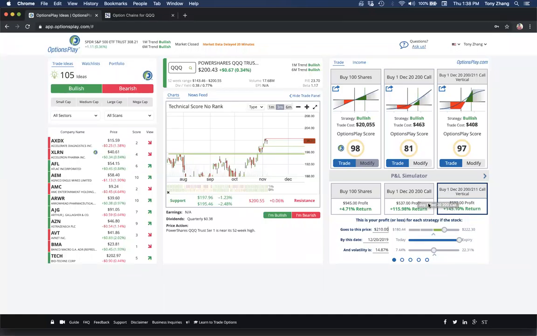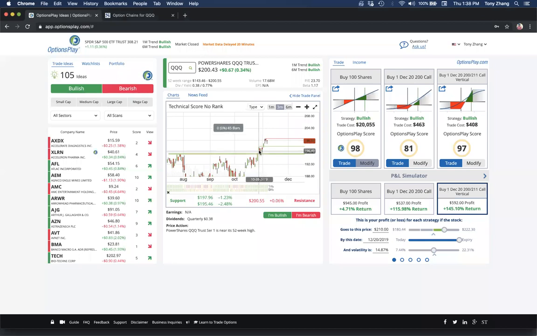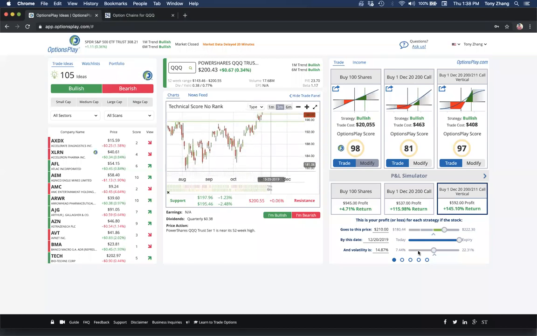I'm making almost the same amount of profit, 537 versus 592, but because I've reduced my risk and my capital outlay from 463 to 408, that amplifies my returns from 115 to 145. So this is really what you get from trading that debit spread. And more importantly, what if I'm wrong? What if we get another sell-off going into the end of this year like we had last year? What if the Qs end up back here in the 180 range?